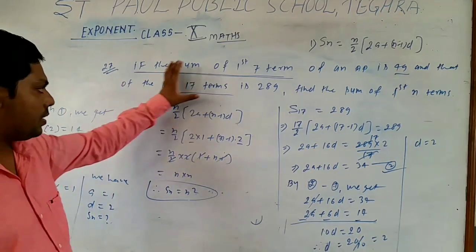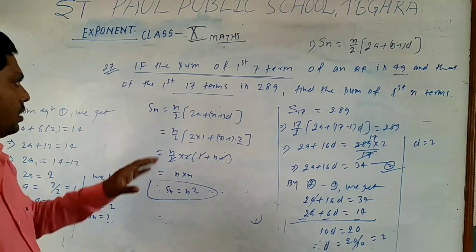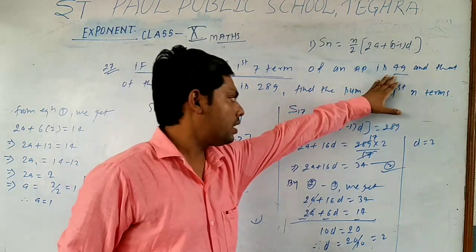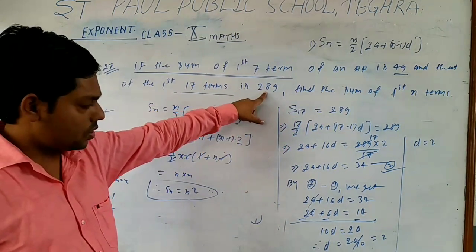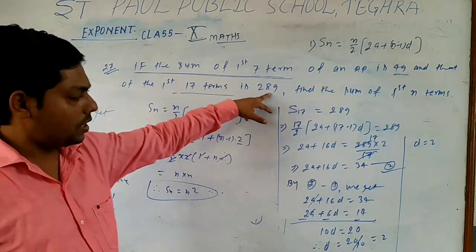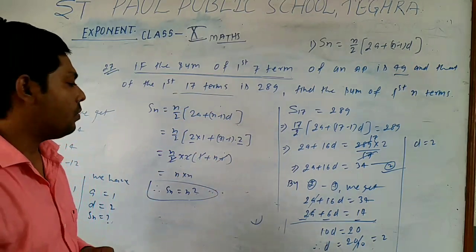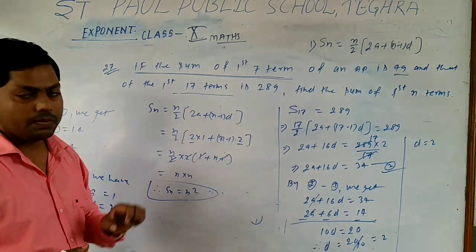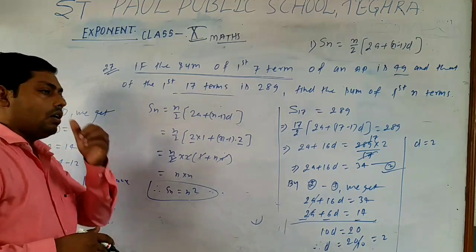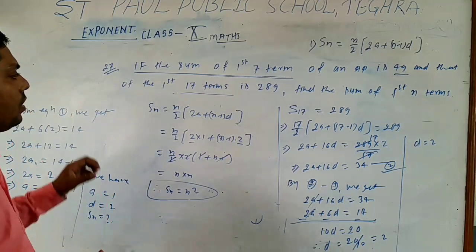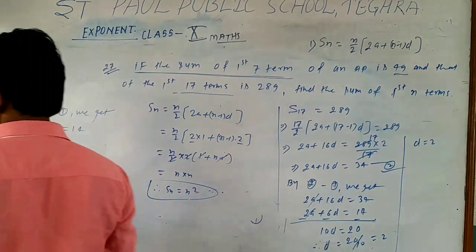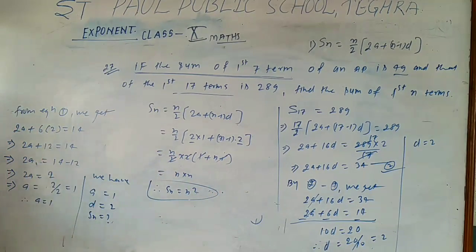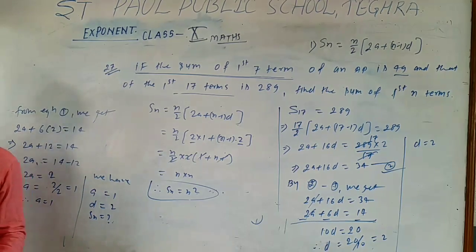So this is the given: the sum of odd terms. The sum of 7 terms is 49, that is the square of 7, and the sum of 17 terms is 289, that is the square of 17. So this is the sum of odd terms in arithmetic progression, as all of you have read in class 8 in the number system. Now we move on to the next question.